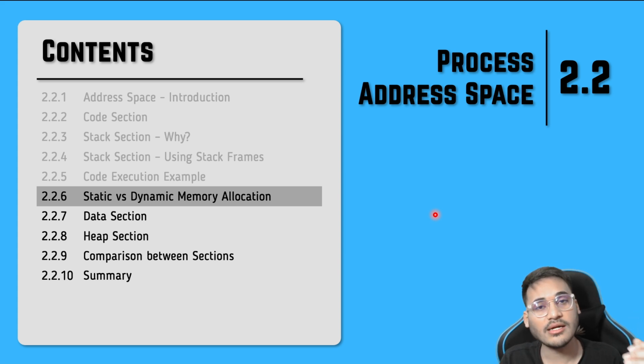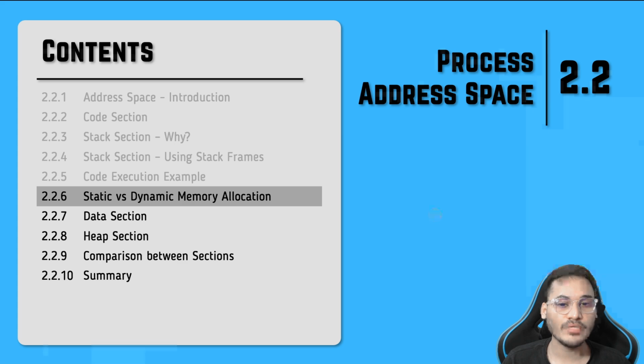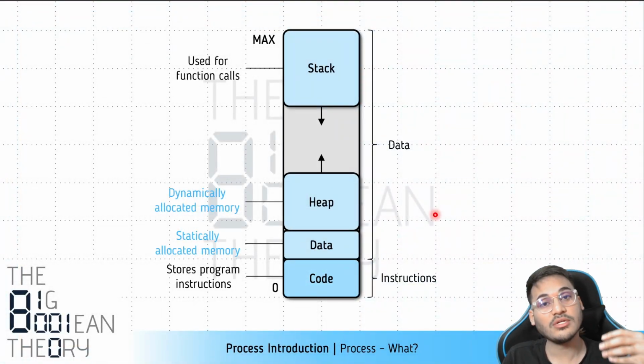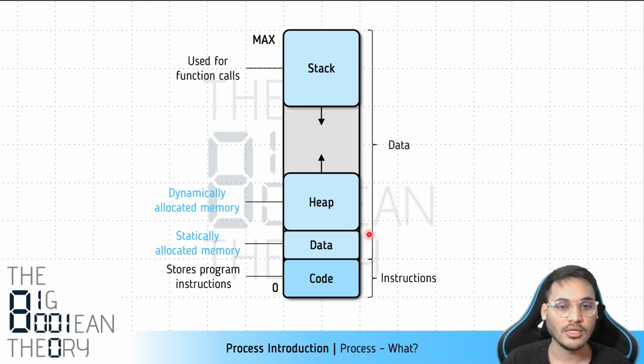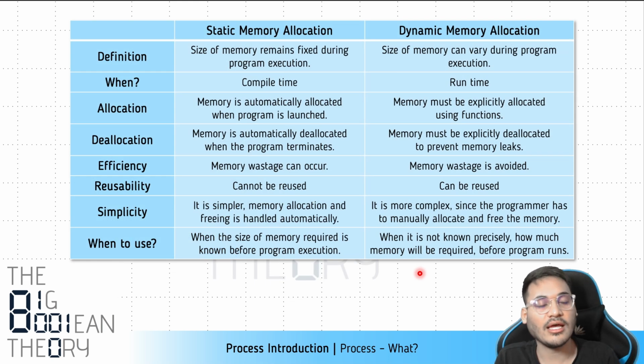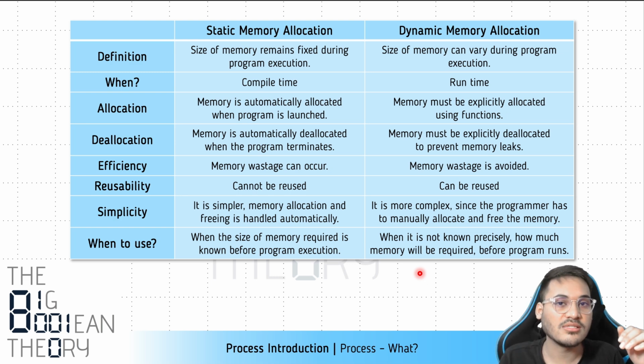Then before starting the data and the heap section, we said that we need to understand what static and dynamic memory allocation are. So as a prerequisite, we understood the difference between static and dynamic memory allocation, because it is required to understand the data and the heap section. We talked about static and dynamic memory allocations in detail and the differences between them. Static memory allocation is when the size of the memory remains fixed during the execution, and the opposite is true for dynamic memory allocation. That is, the size can vary during the program execution, right?